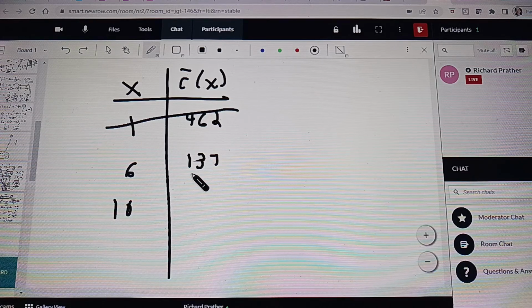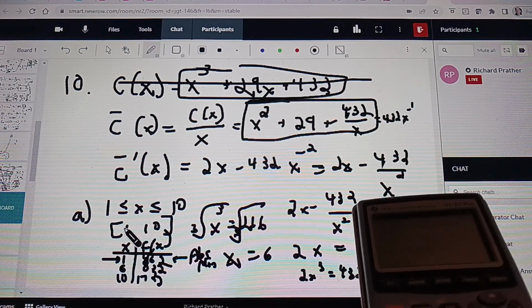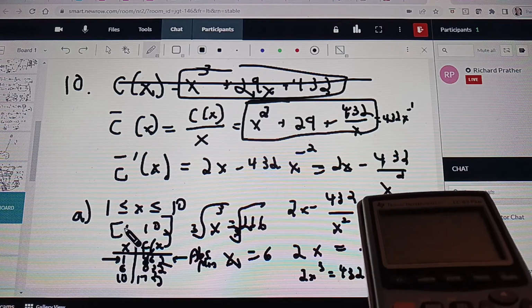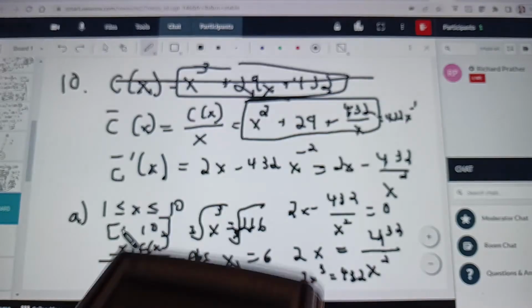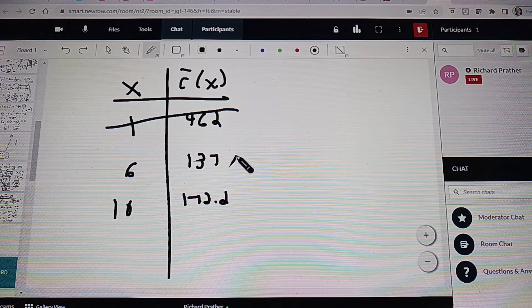So the minimum cost might be $137 if I make 6 of my product. Or what happens if I plug 10 in? Can I get it even lower? 10 squared plus 29 plus 432 divided by 10. It's a little higher, actually, 172.2. So absolute minimum is $137.